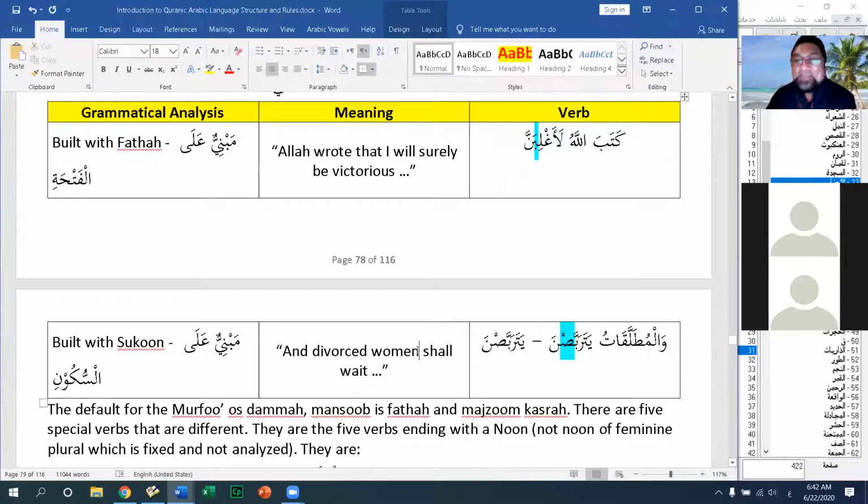Anyway, coming back to only grammar, Allah says, وَالْمُطَلَّقَاتُ يَتَرَبَّصْنَ, that the divorced women wait. Here, there's a waiting period.